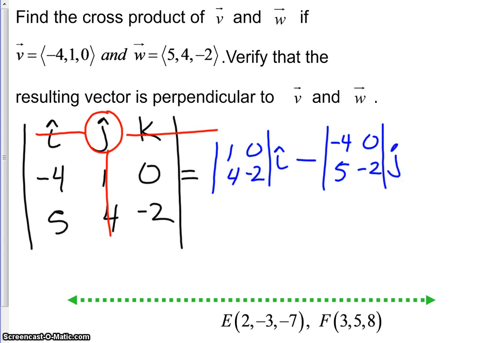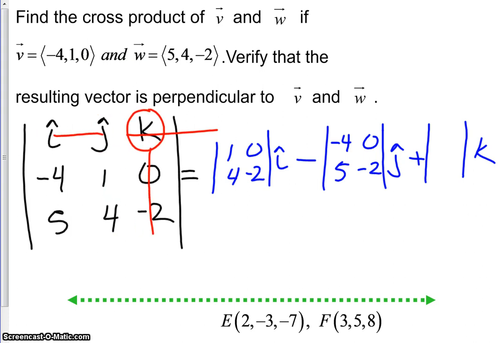All right, our j value that's there. And so we write the j in there. Okay? And then we're going to have one last determinant. It's going to be multiplied by the k. I need to move everything over here. All right. And then what I have left is negative 4, 1, 5, 4.